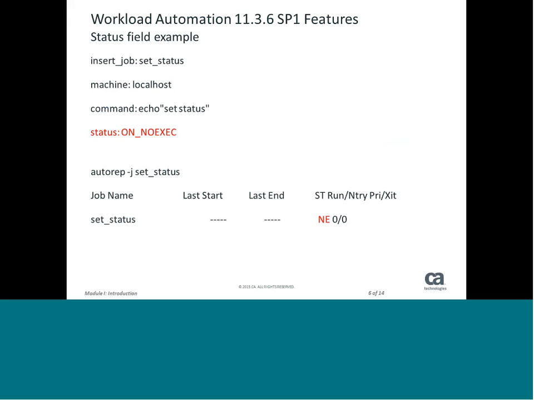So what that looks like is you just add a status attribute in your JIL. In my example here, I put it on no exec. And after I insert it, if I do an autorep on it, you can see that it's in no exec status. So this is nice when you're trying to insert a large set of JIL, but you don't want it to maybe kick off immediately. So you could put them all on hold or on ice or no exec or whatever status you really want to put it in to prevent it from kicking off automatically.